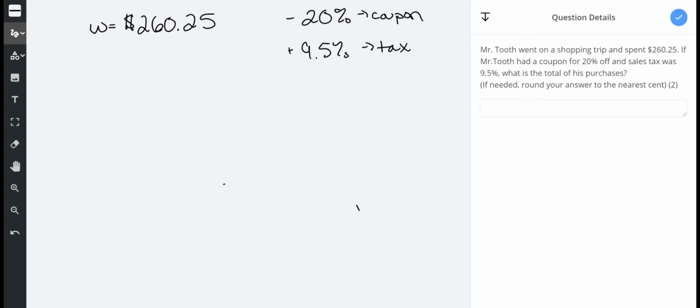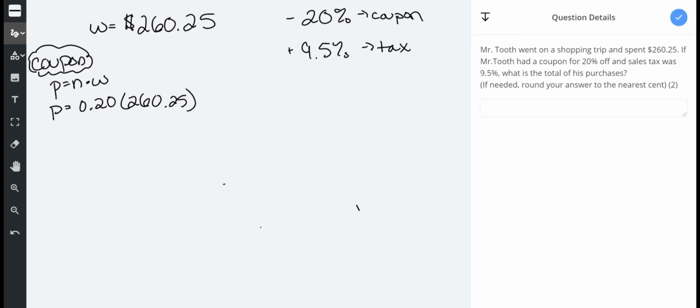Well, as we've been doing in class, first you have to find the discount. So you got to take the coupon. So part equals percent times whole. For this one, I'm going to label this as coupon. So part equals the percent of 20% times the whole of $260.25. Getting that calculation, the part is $52.05. So that's how much the coupon is going to give you.